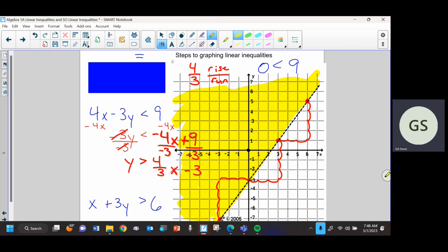So is the point, let's see, what can we go with? 0, -3. Is 0, -3 a solution? Why not? It's on the line, so is it a solution? Why not? I thought the line was all the possible answers.